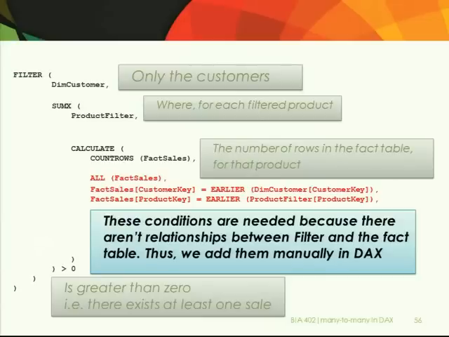We don't have a relationship. Worse, this time we have a relationship with the product. So we have to remove the relationship with product, and this happened due to ALL of fact sales, that says consider all the rows. I don't mind if the product filters some. Remove that filter and show me all of them, but then apply a filter based on product filter. And we have to reintroduce the filter on the customer because using ALL we have removed that filter too.